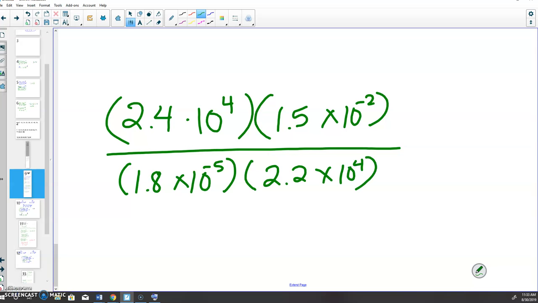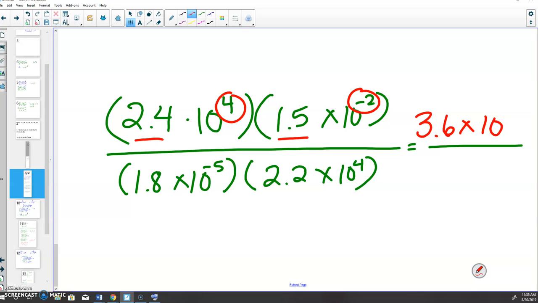So you work the top, you get an answer. You work the bottom, you get an answer. Then you have a division problem like what we started with. So go ahead and work it out and then we'll work it out together. So let's just work the top. 2.4 times 1.5 is 3.6 times 10 to the 4 plus negative 2. So you have 4 positives and 2 negatives that cancel out, and you've got 2 positives.